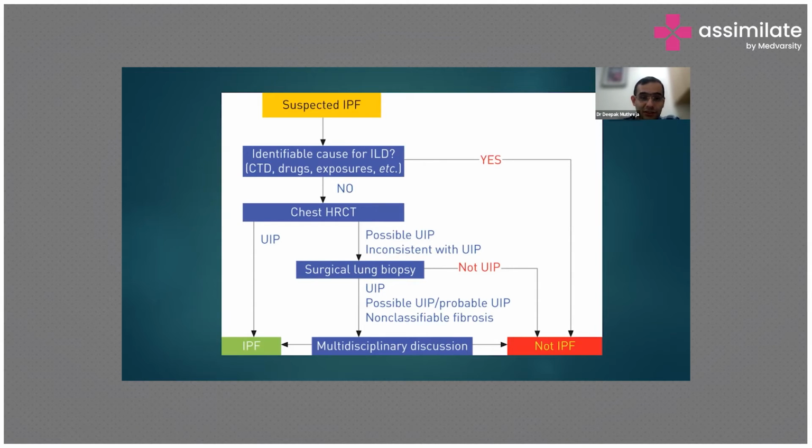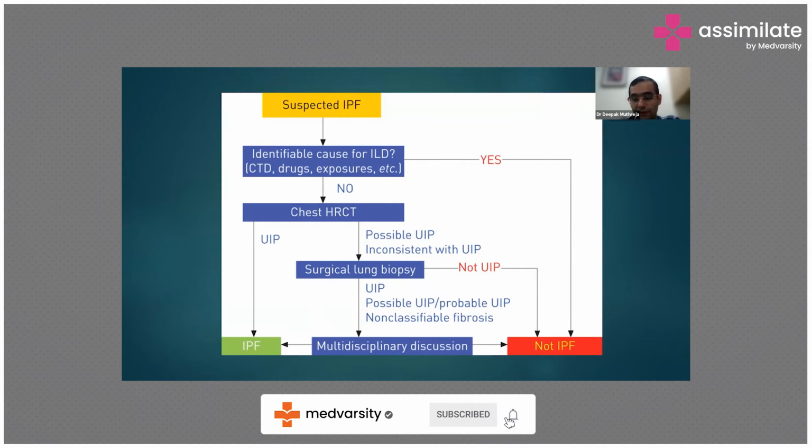Then you do a CT chest. If it's UIP, you can say it is IPF. If there are other features like possible UIP, inconsistent with UIP, I'm not going to go into detail of that because that is out of the purview of our webinar. Because if we speak about ILD, there are 200 types of ILDs. Then we go for surgical lung biopsies, and we have multidisciplinary discussions. If it is not a UIP, it is not IPF. So we have to look for the other causes.